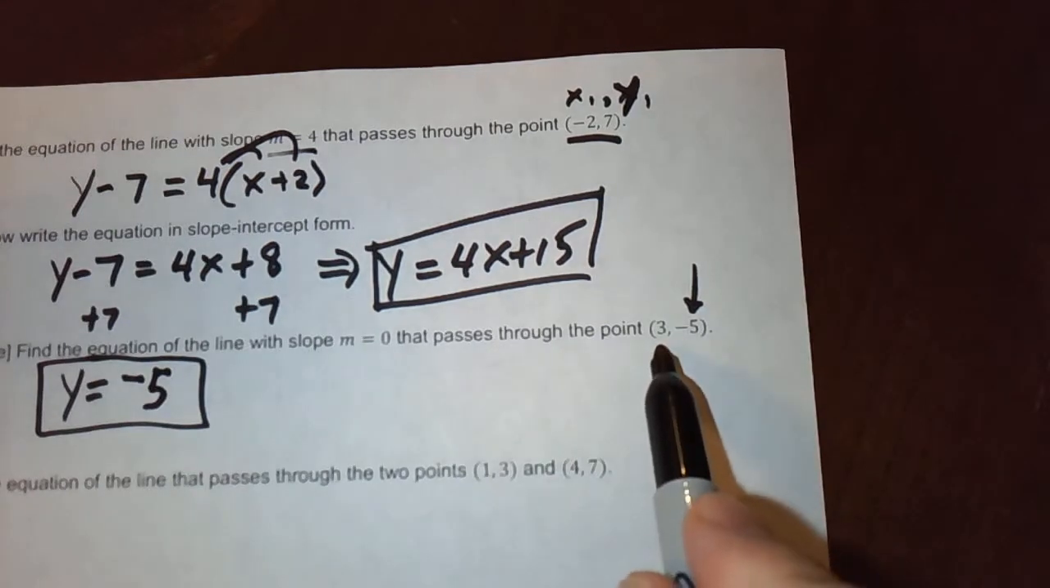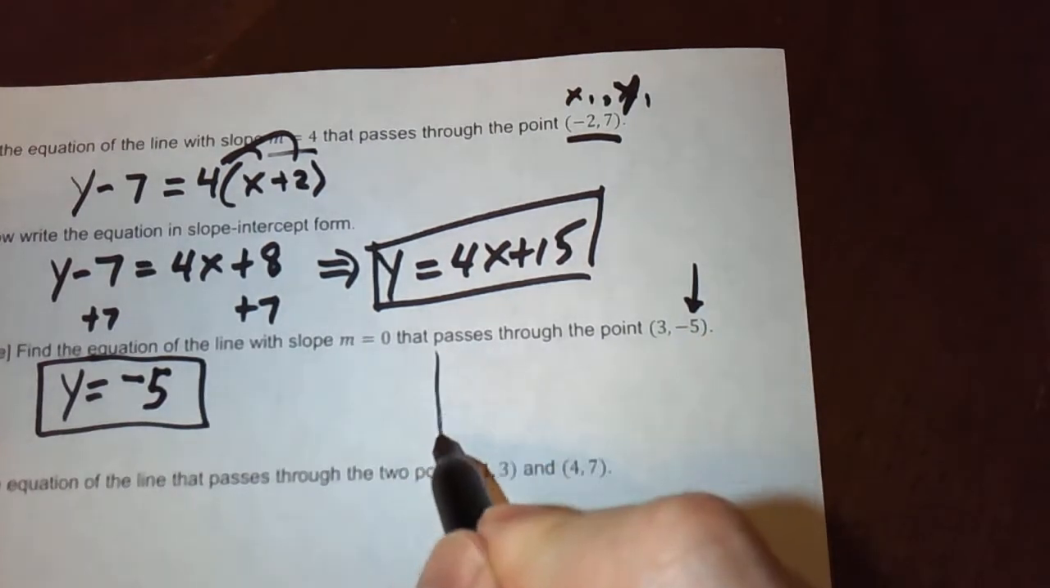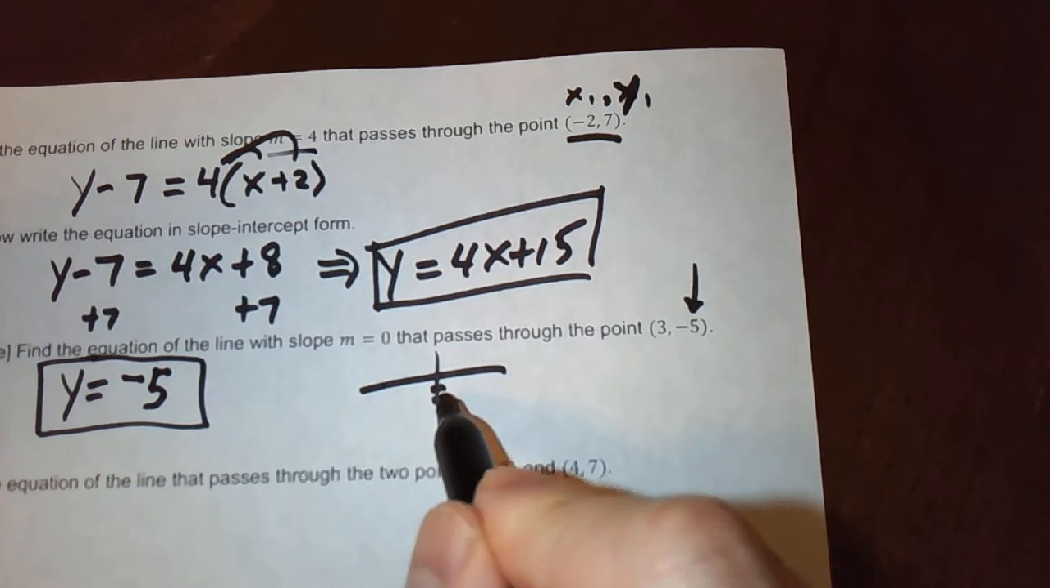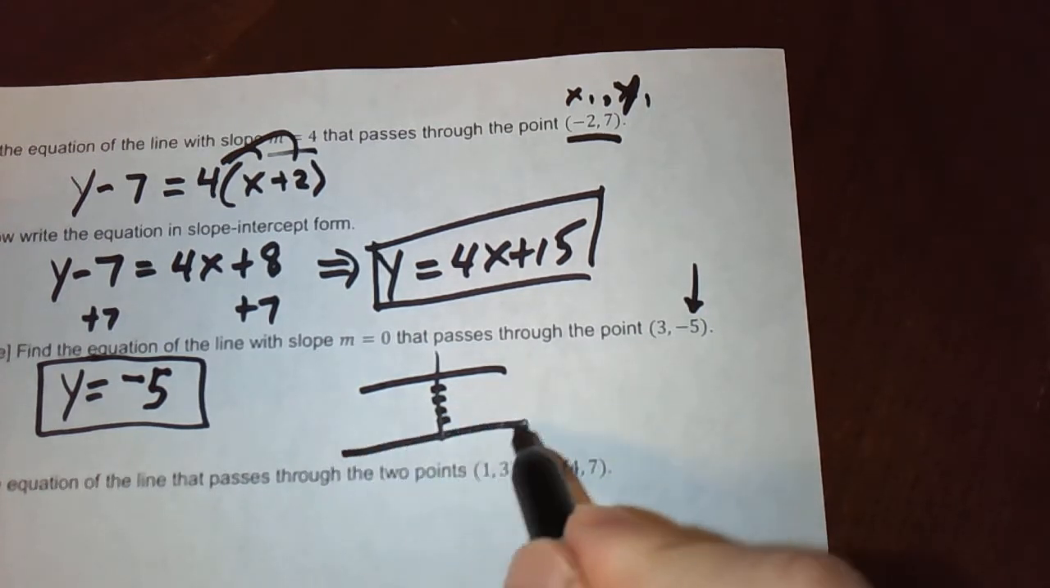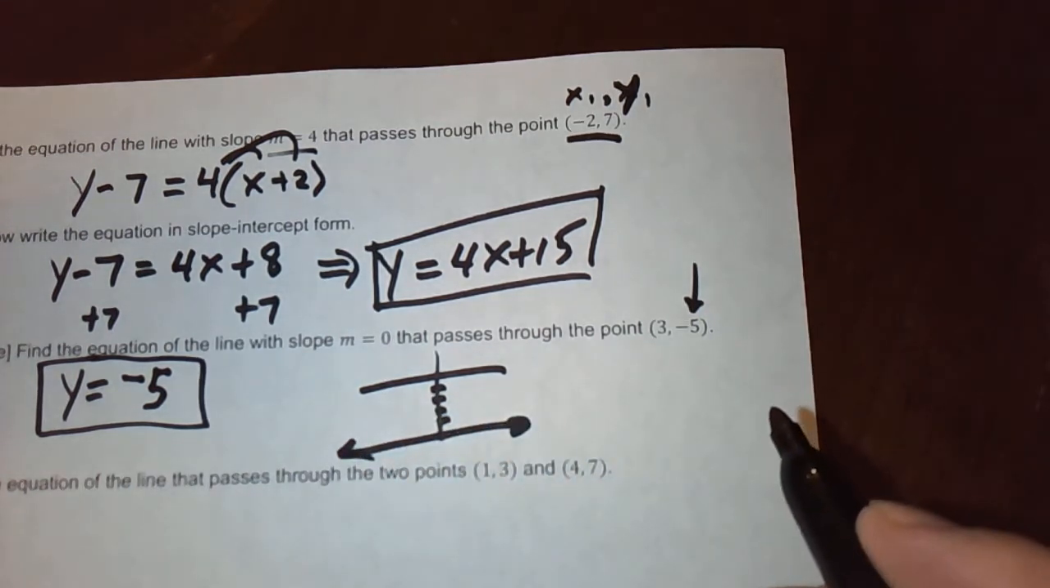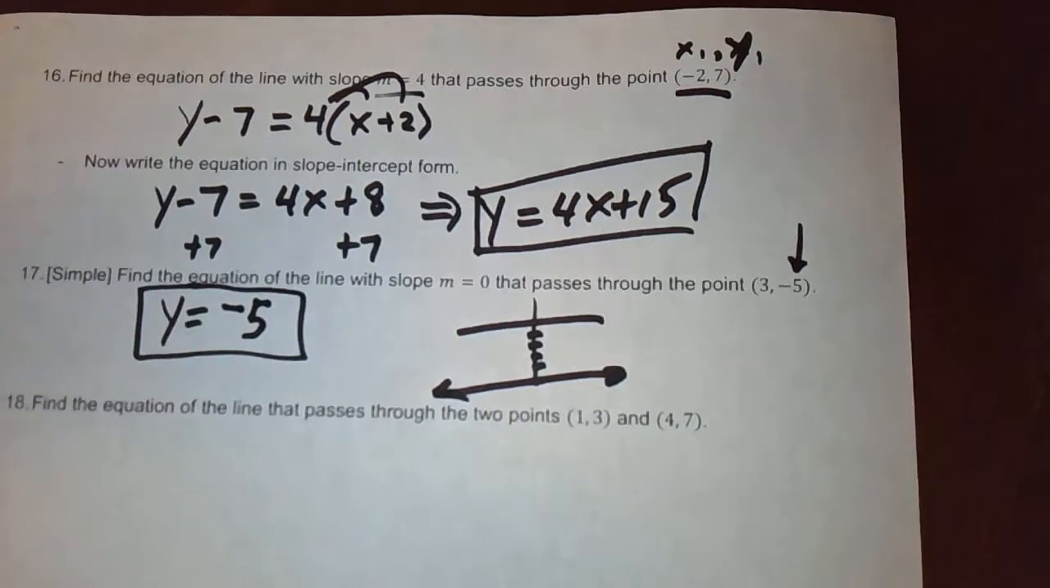So if x is 3, y is -5. Graphing it, you'd go down 1, 2, 3, 4, 5, and that's the line. That's the horizontal line.